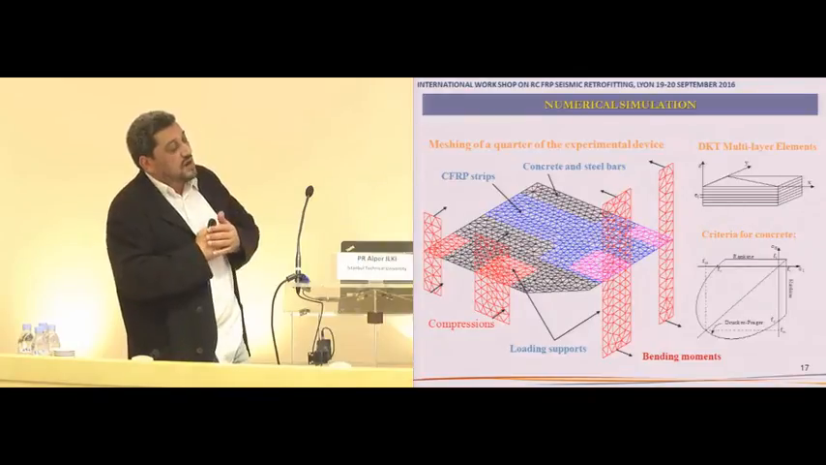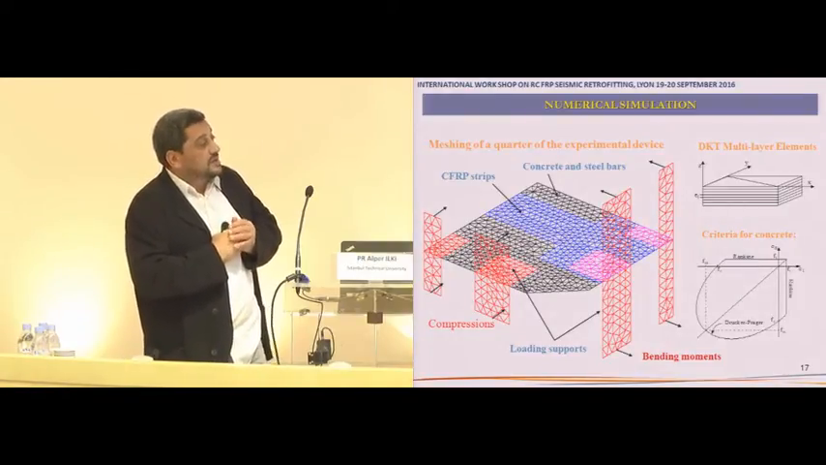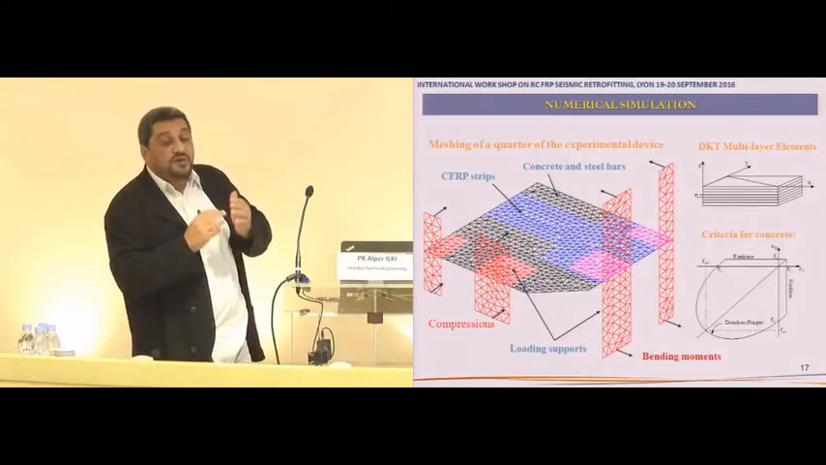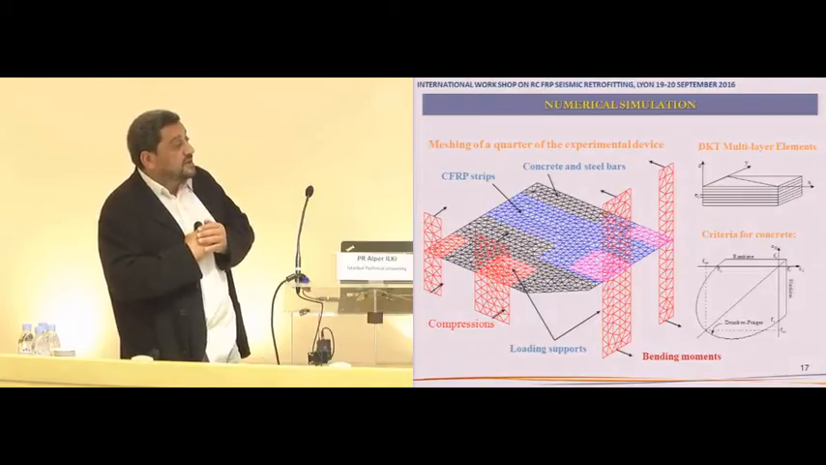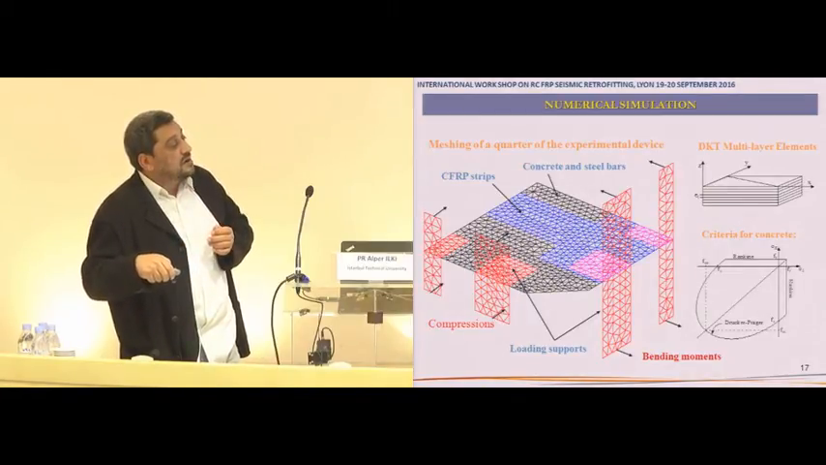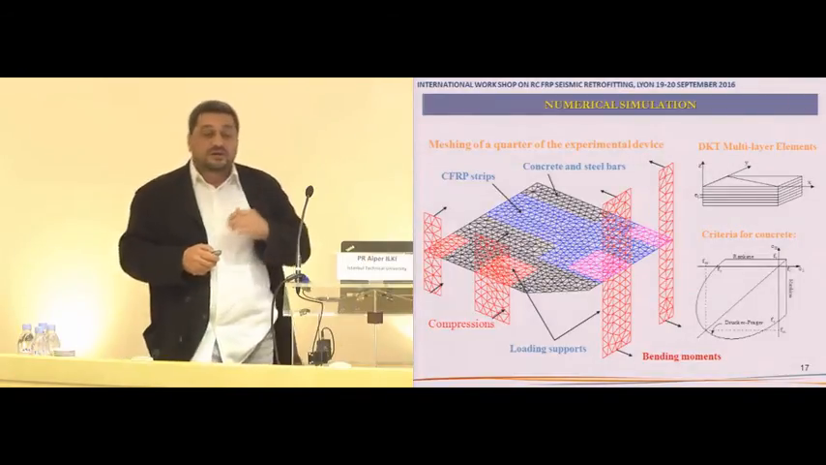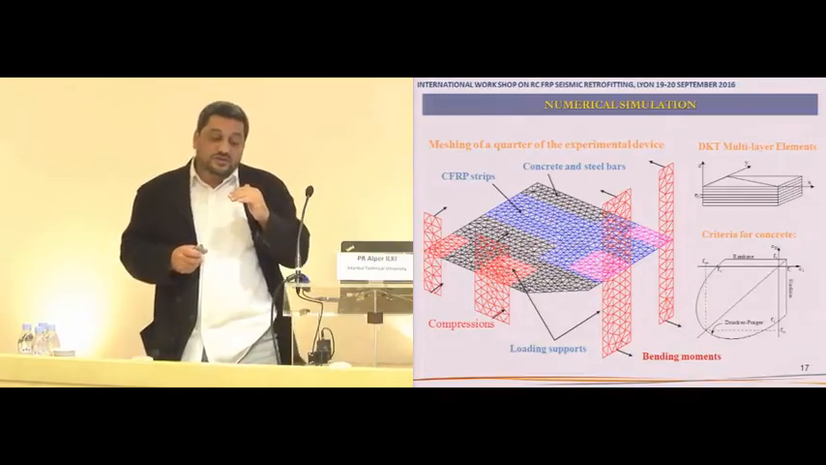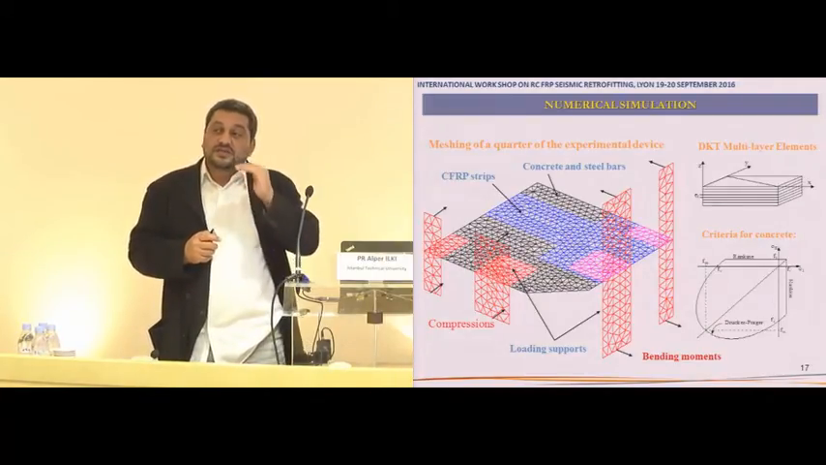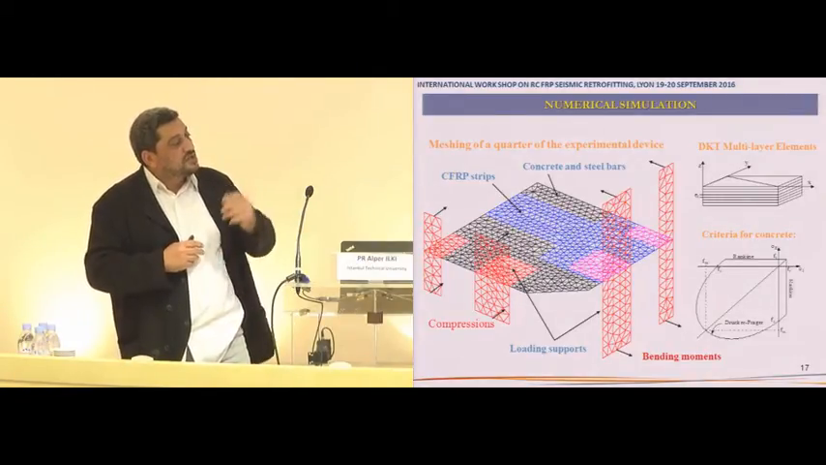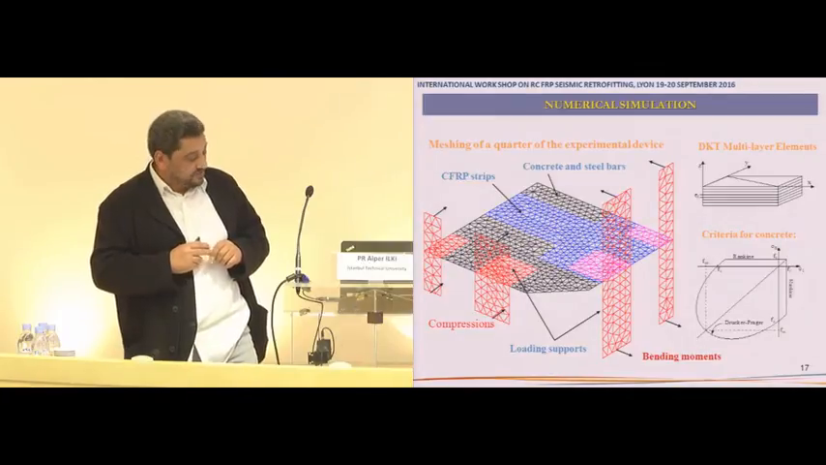It's a classical approach with DKT elements, triangular shell elements, which can combine membrane and bending effects. A classical law for concrete with the Rankine criterion and the Rickenbacker criterion, and of course multi-layered shell elements to manage to see crack propagation inside the element. So we have several layers to manage damage initiation and damage propagation.